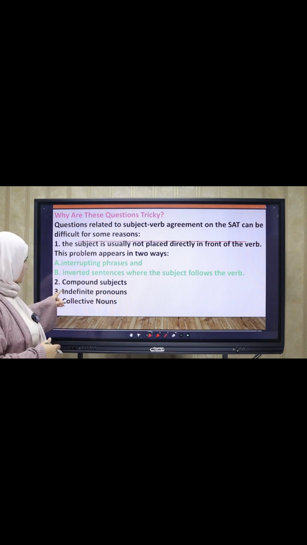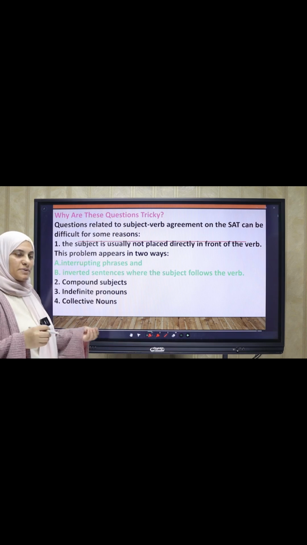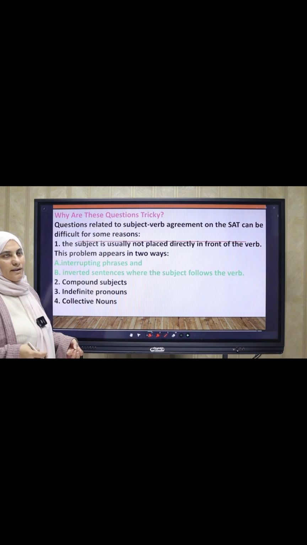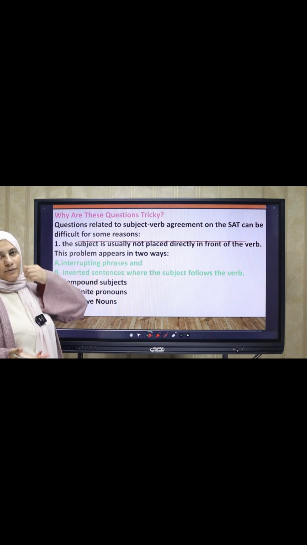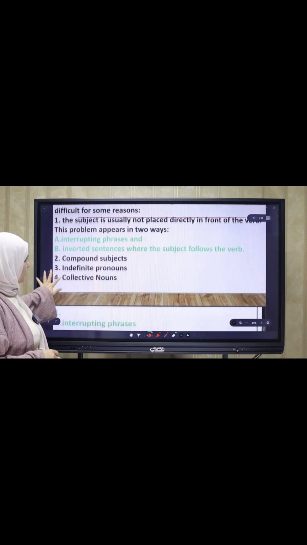Okay, number 2, compound subjects. Using compound subjects is one of the tactics of the SAT to trick you into thinking a subject is singular or plural. Okay, indefinite pronouns and collective nouns.